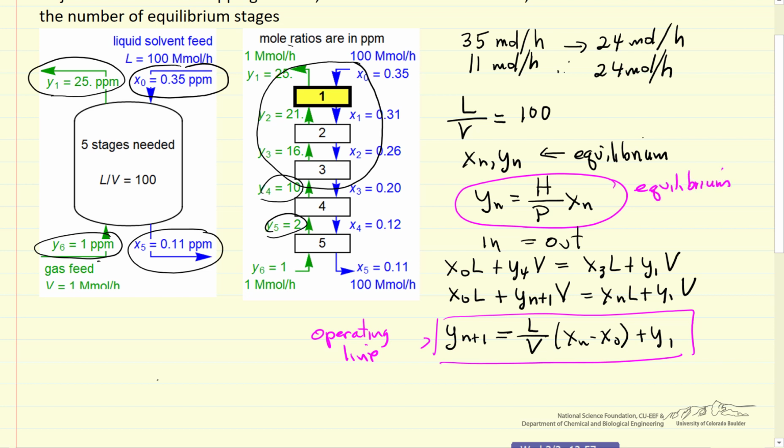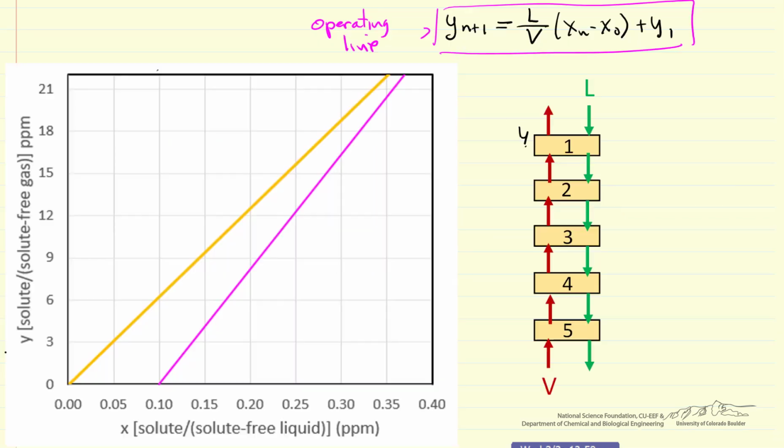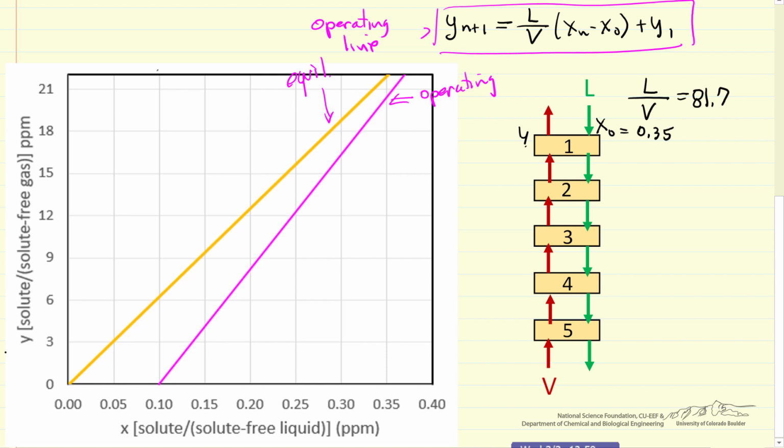So let's look at a plot and put some numbers in just to give you an idea how to determine the number of stages. So in this plot, here's the equilibrium line, here's Henry's law, and this is the operating line, the mass balance. So I'm going to just use some numbers just to demonstrate. So I used an L over V of 81.7 in order to generate this plot, and we'll use x0 as 0.35. And let me remind you the notation y1, and let me write the rest of those down.